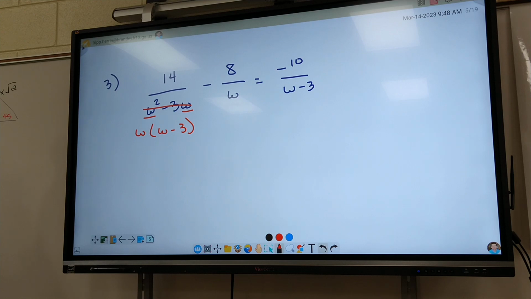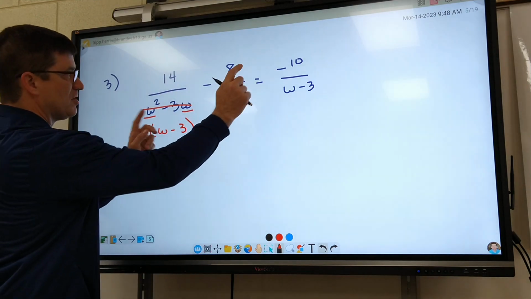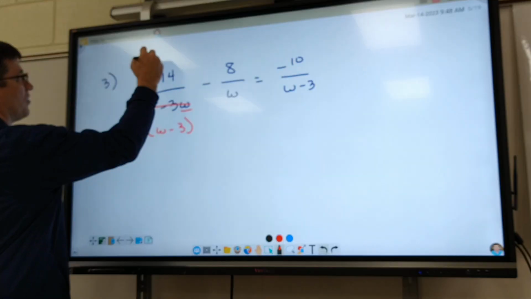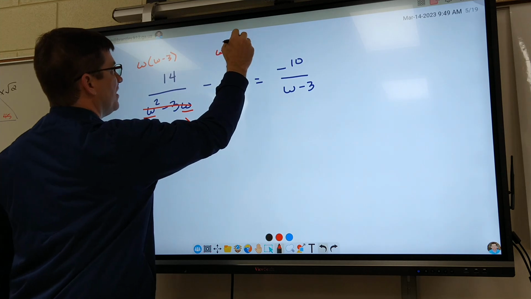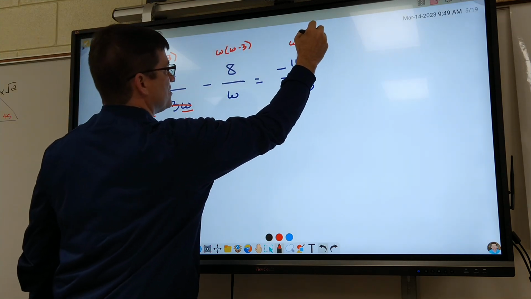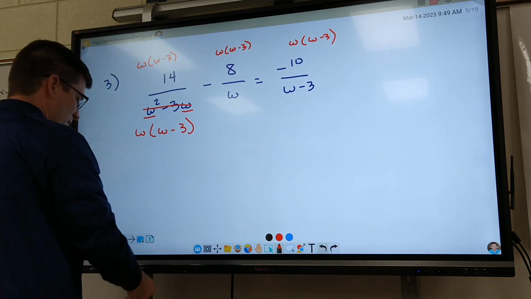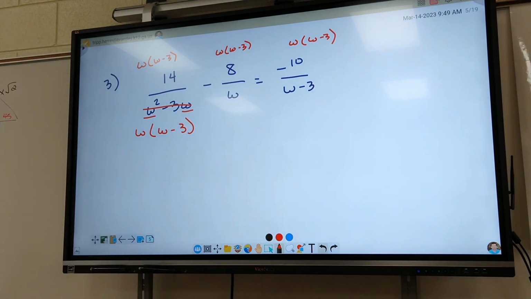Now, what's your common denominator going to be if you use one of everything on the bottom? It's going to be a w and a w minus 3. I'm going to write it above every fraction. And I'm thinking the one on the midterm is very similar to this one. All right, you guys do your crossing out, and this one should be pretty quick.